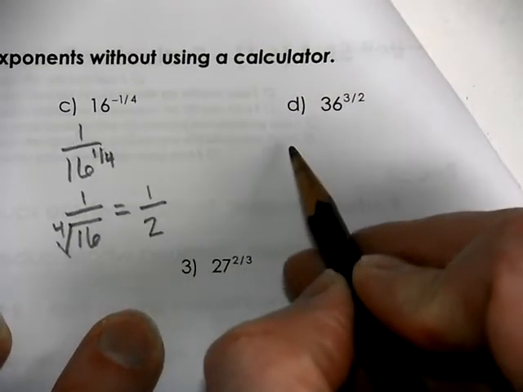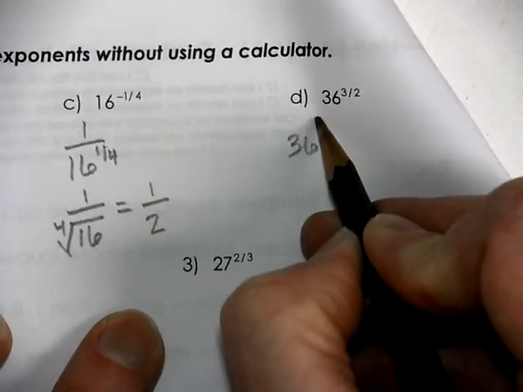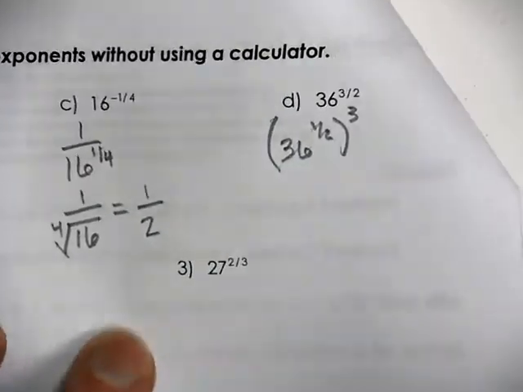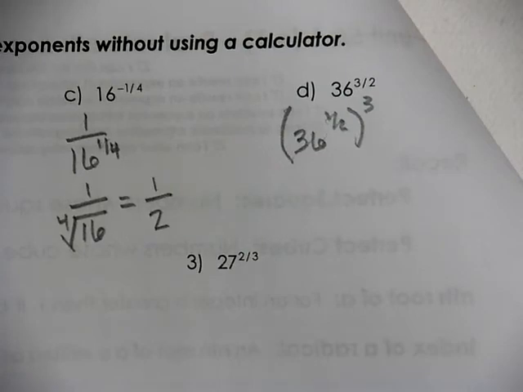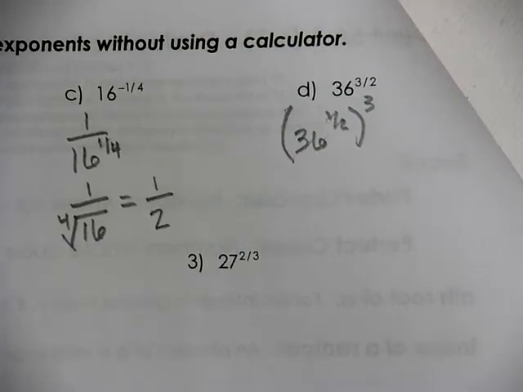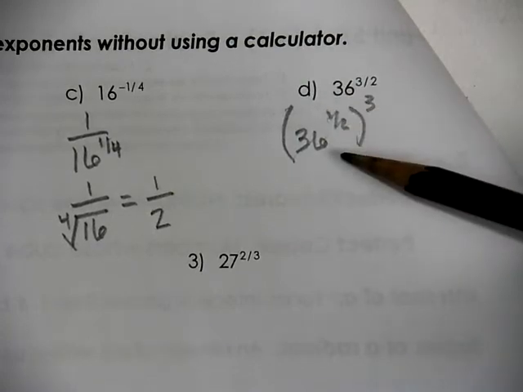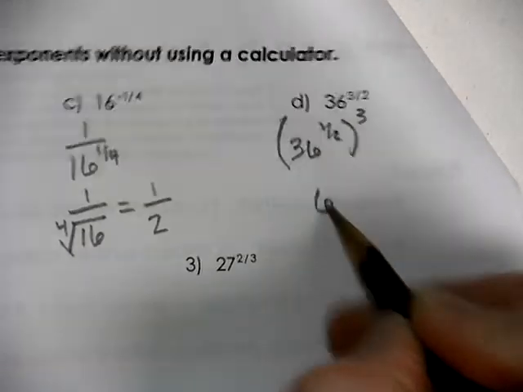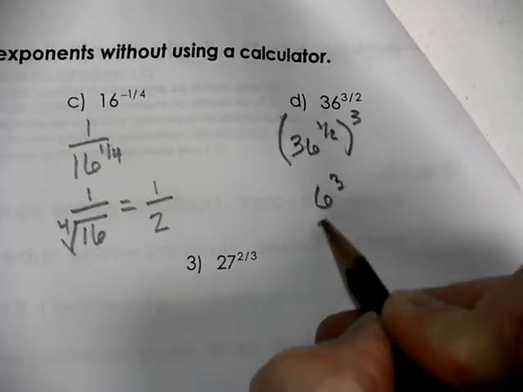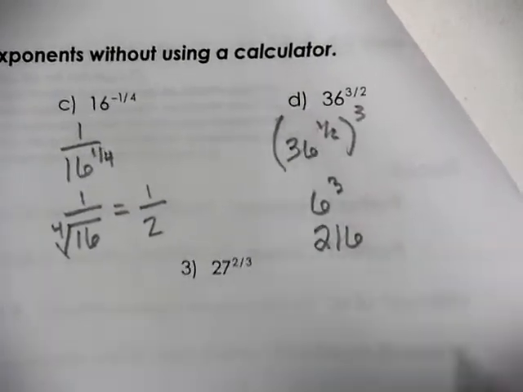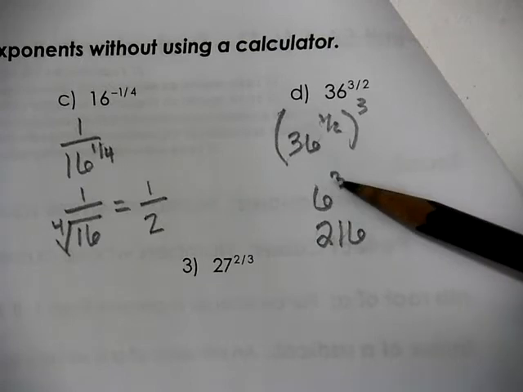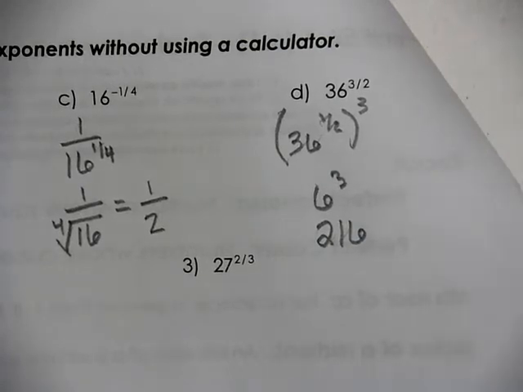And we can finish this up by saying 36 to the 1/2 power, because I'm going to pull the 3 off of the fraction and put it on the outside. You know that a 1/2 means a square root, and we're cubing that, so we get 216. You can look on your power table that 6 to the 3rd power is 216.